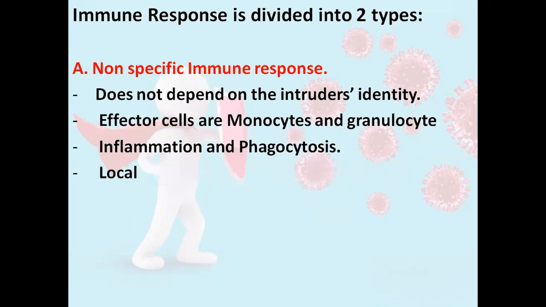Activity 1, we said that the immune response is divided into two different types, specific or non-specific. Non-specific, as its name indicates, doesn't depend on the identity of the intruder. Effector cells are the monocytes and the granulocytes. What are the reactions that occur? We have inflammation and phagocytosis, eating other cells. We said the non-specific is local.